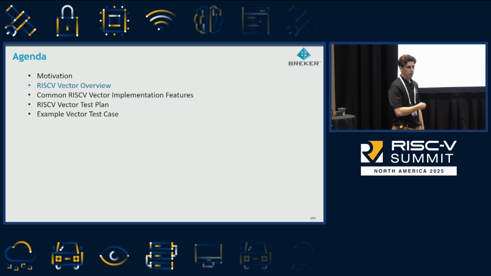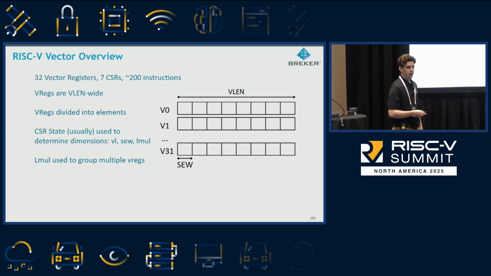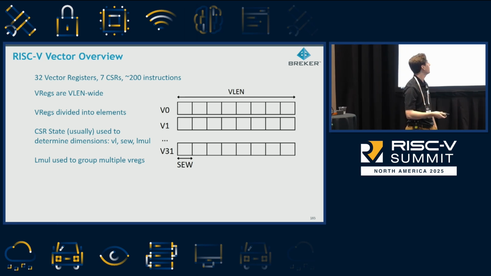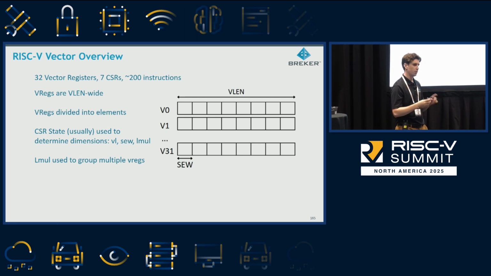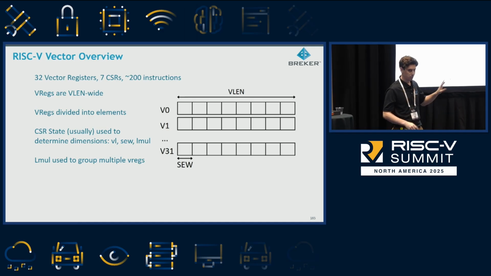So now, what is RISC-V vector? First off, it's very, very large. It's 32 vector registers, 7 CSRs, and about 200 instructions, depending on how you count them. So a couple of ground setting points, just so that everyone's on the same terms of how these things work. Vector registers are that capital VLEN wide. It means vector length. It's not the best name because it overlaps with another name, but just keep in mind the capital VLEN, that's how long each vector register is.